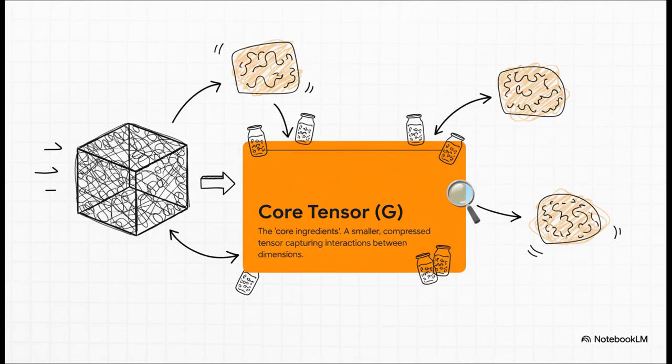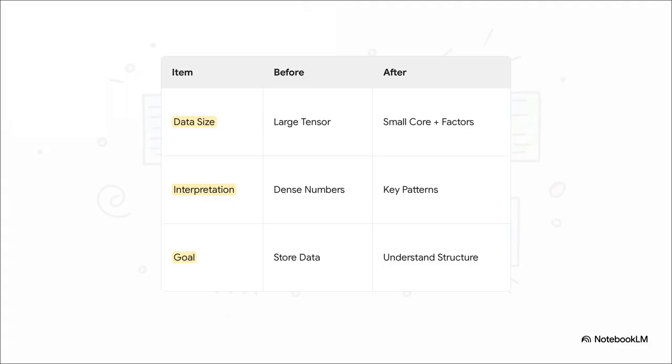So after we pulled out all the instructions, the main patterns, what's left over? Well, what's left is the core tensor, our G. This is our list of core ingredients. The crucial thing to remember is that it's a much, much smaller and compressed version of our original data cube. Its whole job is to show us how the main patterns from our A, B, and C matrices all interact with each other.